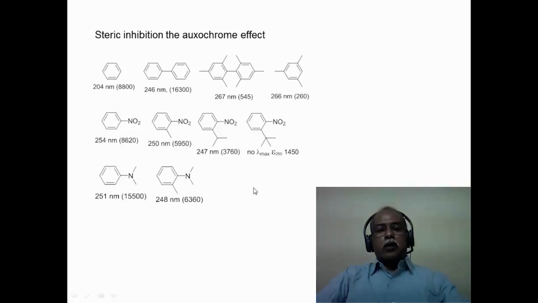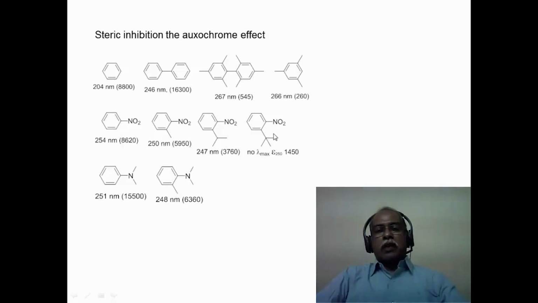Now, when you have an isopropyl group, that is an even bulkier group, which puts the NO2 out of plane with respect to the aromatic ring. The auxochrome effect will be felt only if the NO2 is in plane with the aromatic system for the electron withdrawing effect to take place. If the nitro functional group is orthogonal or at a different dihedral angle with respect to the plane of the benzene ring, then the effect will not be felt. In fact, the effect is diminished, 250 to 247 nanometer.